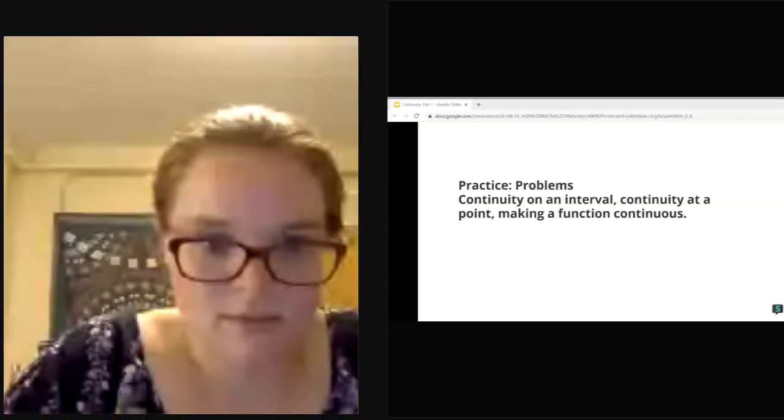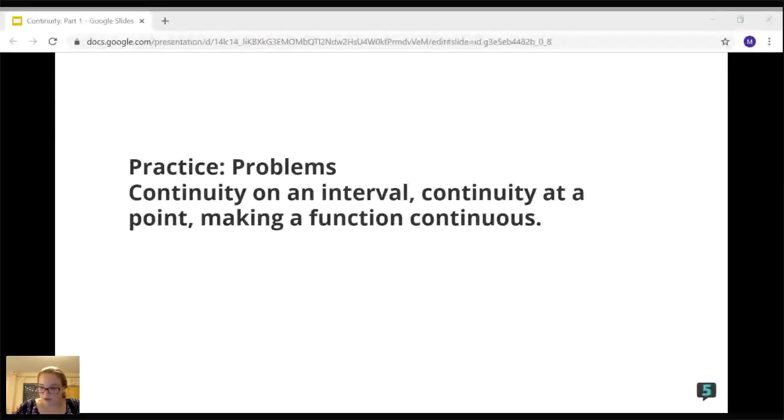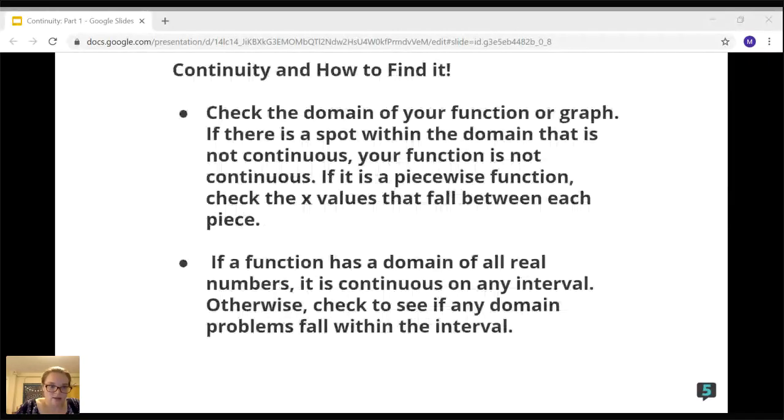Okay, so we just did some practice problems. And now let's summarize continuity and how to find it. So we want to check the domain of our function. If it's a polynomial, we've got all real numbers. We don't have to worry about continuity. If there's any spot in the domain that is not continuous, then at any point within that interval, you will not have continuity. But if you're within the domain, you will have continuity.